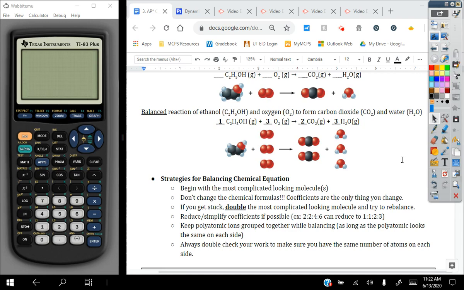So for instance, if I have coefficients of 2, 2, 4, and 6, all of those are divisible by 2. So if I divide each of those by 2, I get 1, 1, 2, and 3. Polyatomic ions, which I mentioned you need to memorize in a previous video lesson, make sure you keep those grouped together while balancing. Recognizing when you have a polyatomic ion can certainly help you and save you a lot of time with balancing. As long as it looks the same on each side, then it's easier to count them in groups. And of course, always double check your work.